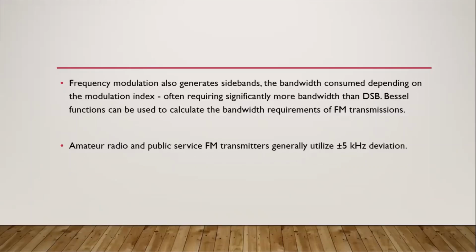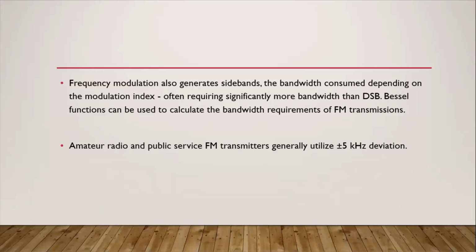Okay, next. Frequency modulation also generates sidebands. The bandwidth consumed depends on the modulation index, often requiring significantly more bandwidth than double sideband. Then the Bessel function can be used to calculate the bandwidth requirements of an FM transmission. Sa frequency modulation, nag-generate din ng sideband.